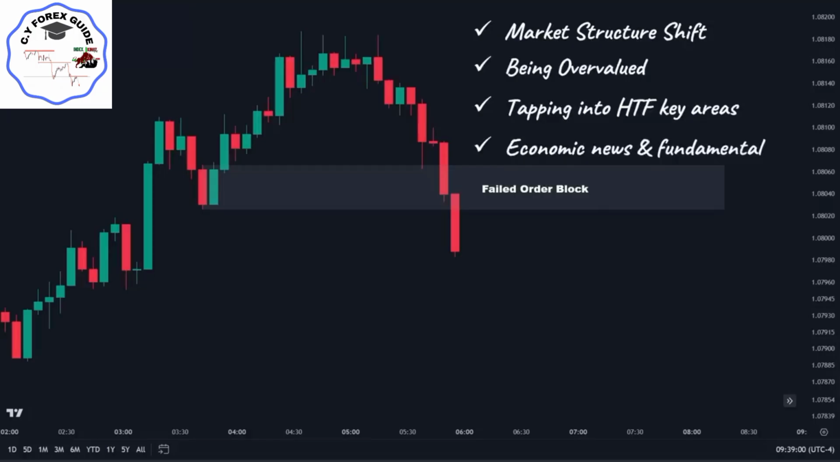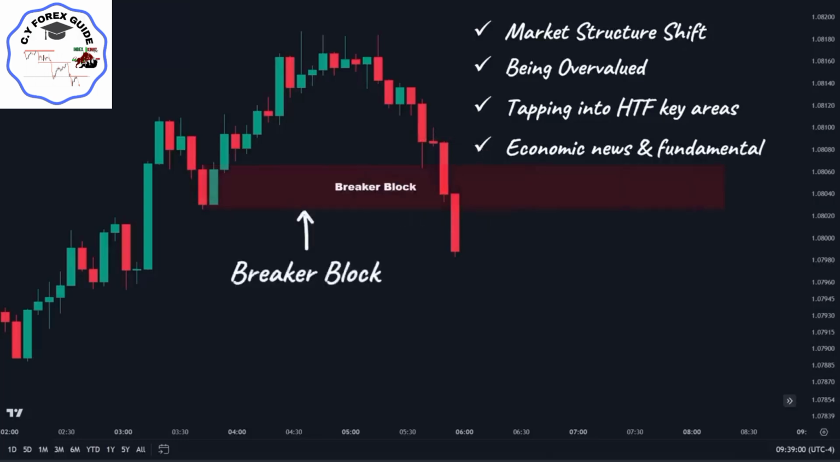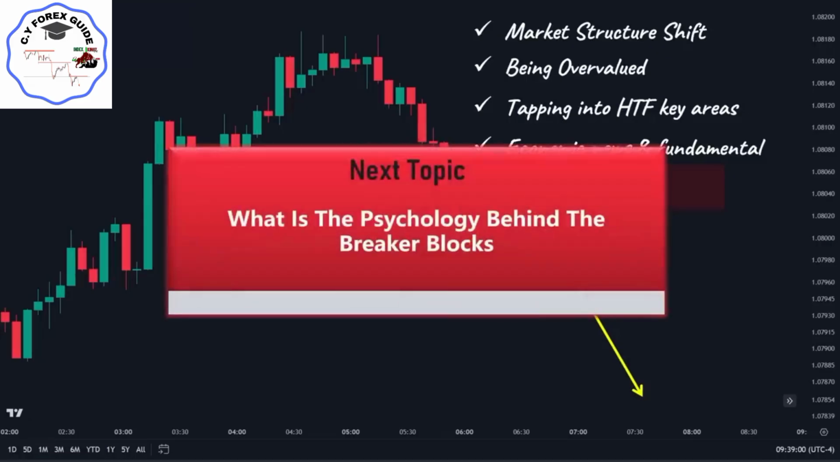When a valid demand order block fails to reject the price and price breaks through it to the downside, it becomes a supply level, which is called a breaker block. In this scenario, it is expected that the price will reject this area and then push to the downside. Now let's see what is the psychology behind the breaker block and how it works.